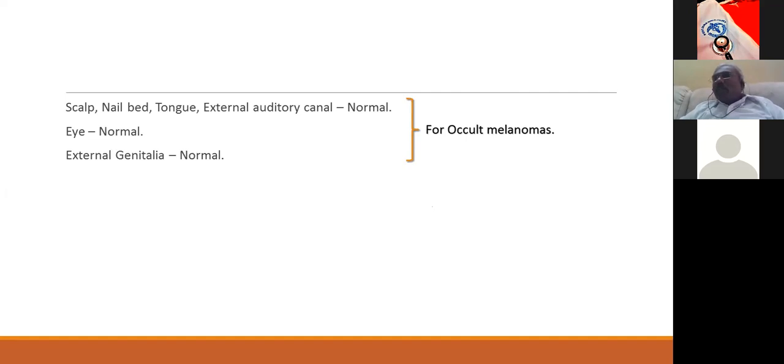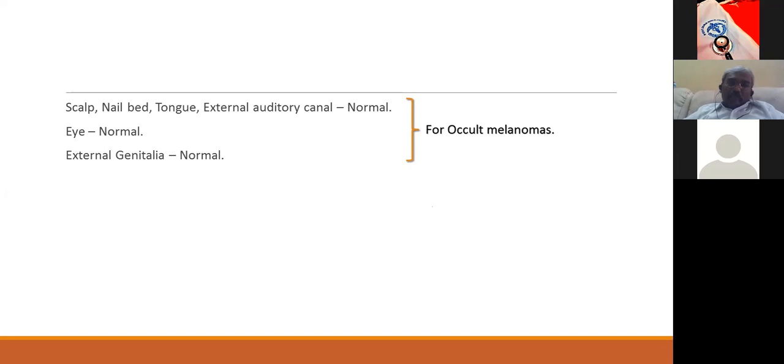Generally, you will not have time to do this, but you tell: I examined the possible mucosal areas and the nail beds, where I could not find any other focal melanomas. That will be a limited safe word. Okay, sir. What are the other non-conventional areas? You mentioned the scalp, nail bed, tongue, external auditory canal. What are the other areas you can have melanomas?